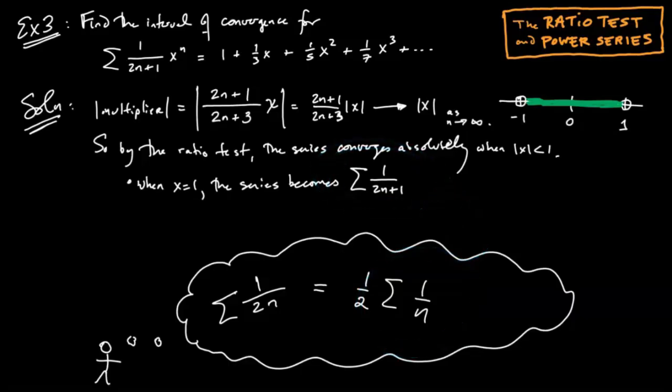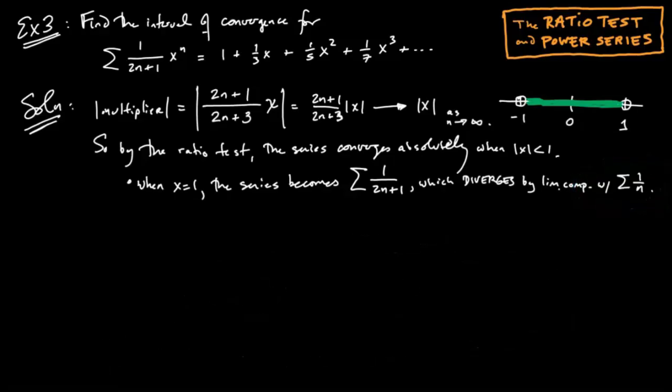And if I wanted to nail that down with a little more rigor, and let's do that, we would say that this series diverges by limit comparison with the harmonic series. So I'll write down that when x equals 1, the series becomes this thing, which diverges by limit comparison with the harmonic series. But at any rate, when x equals 1, our series diverges. So I will put a little red dot in there to remind me.